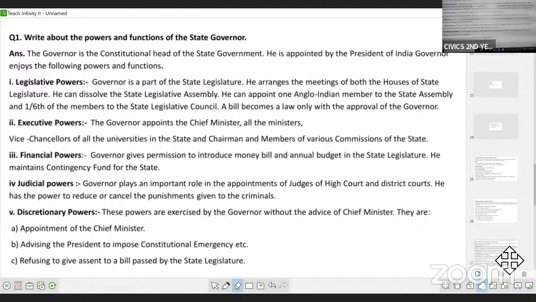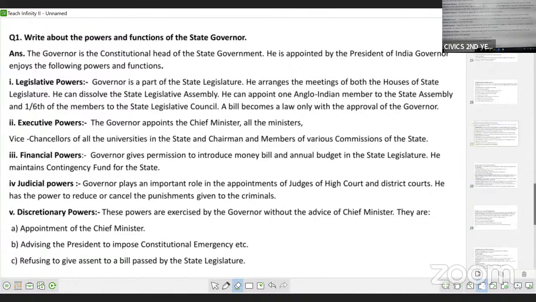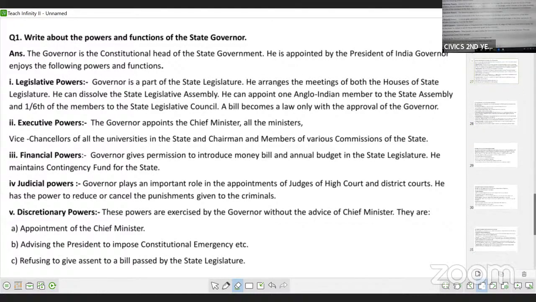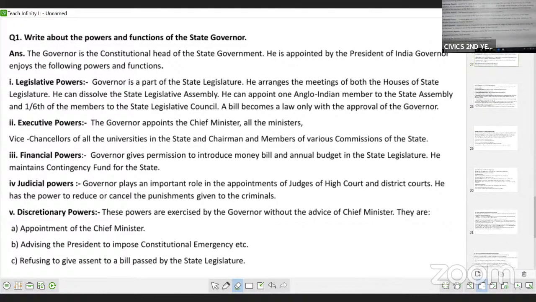Next, coming to your 4th chapter, that is state government. You will get one question out of these 2 for sure. No, governor or chief minister. They ask either governor or the chief minister. Let us see the powers and functions of the state governor.